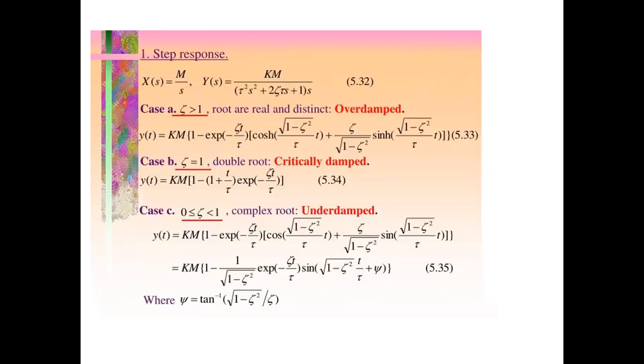So step response, x of s is equivalent to M by s. So y of s is equivalent to K M divided by tau squared s squared plus 2 tau zeta s plus 1. When tau is greater than 1, the roots are real and distinct, so we'll have an overdamped system. When tau is equivalent to 1, we'll have a double root, we'll have a critically damped system. When 0 is less than tau is less than 1, we'll have a complex root, which is an underdamped system.